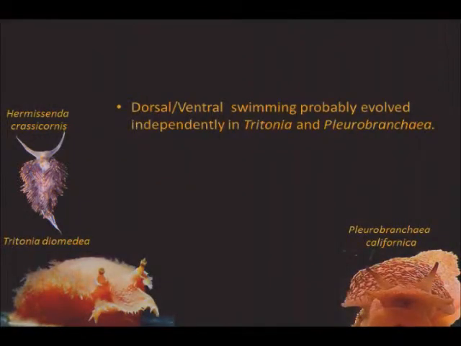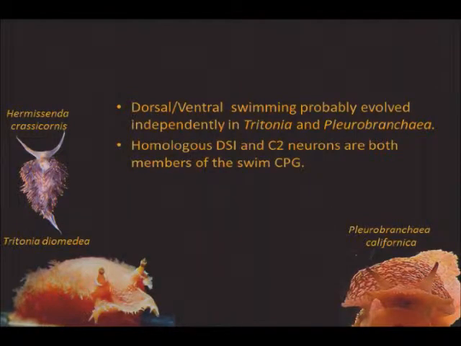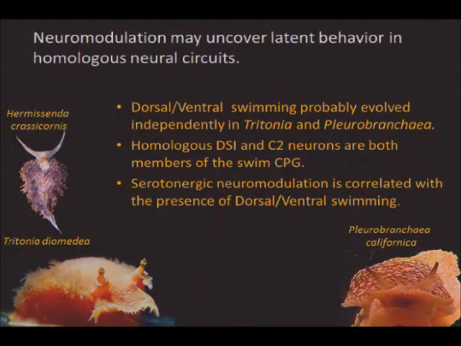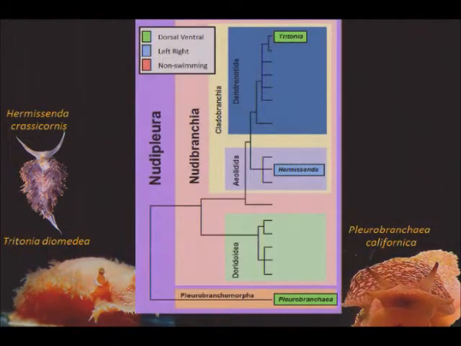So dorsal ventral swimming probably evolved independently in Tritonia and Pleurobrachia. Homologous DSI and C2 neurons are both members of the swim central pattern generator in these species, and serotonergic neuromodulation is correlated with the presence of dorsal ventral swimming, both within Pleurobrachia and across species. So neuromodulation may actually uncover latent behavior that is present in homologous neural circuits, and this is something that we're looking to try to manipulate further. All right, so those are the three species we looked at.